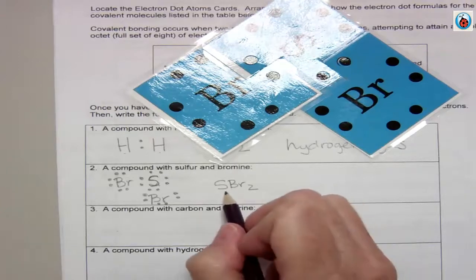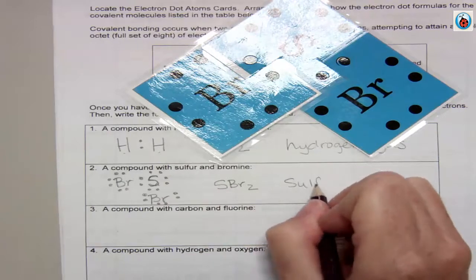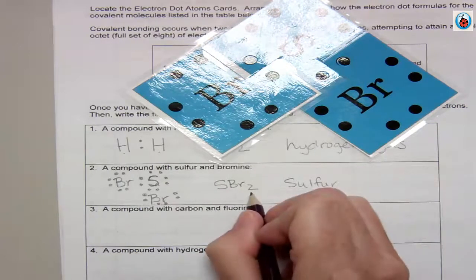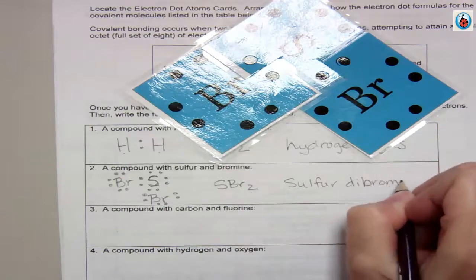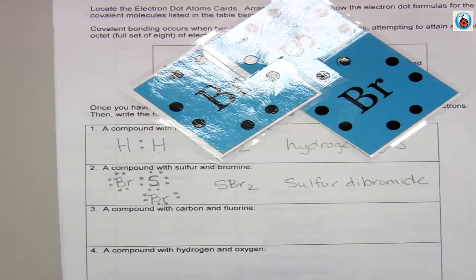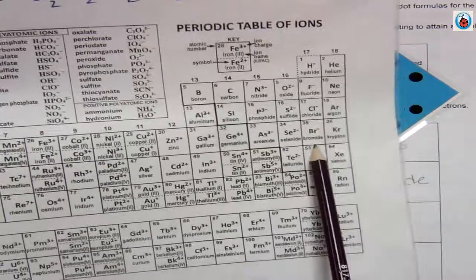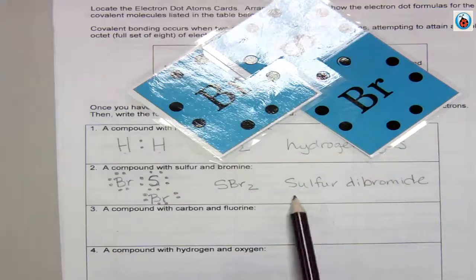How would I name that? Well, there's only 1 sulfur, so I don't need di-tri-tetra. So I just put sulfur. How many bromine do I have? Di. And then it's bromide, not bromine, bromide. If you're not sure, go back to that ion chart and find it. Bromine becomes bromide. So sulfur dibromide.